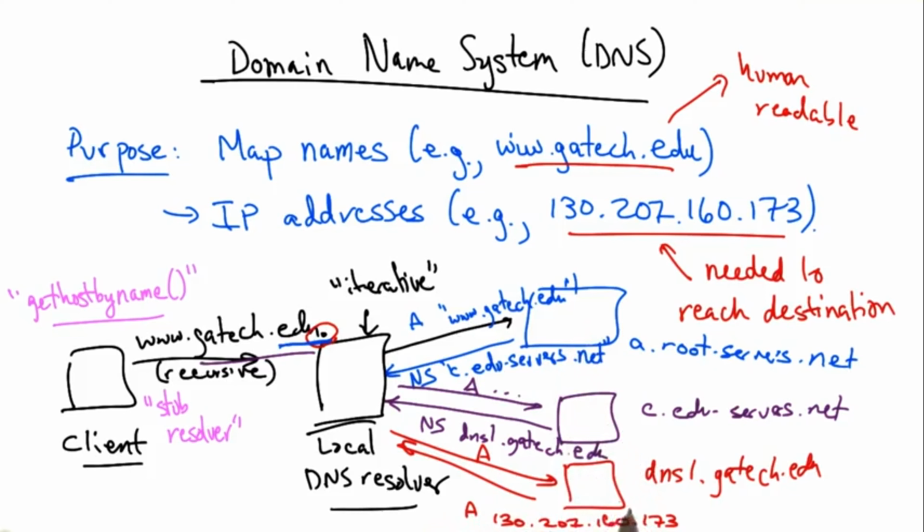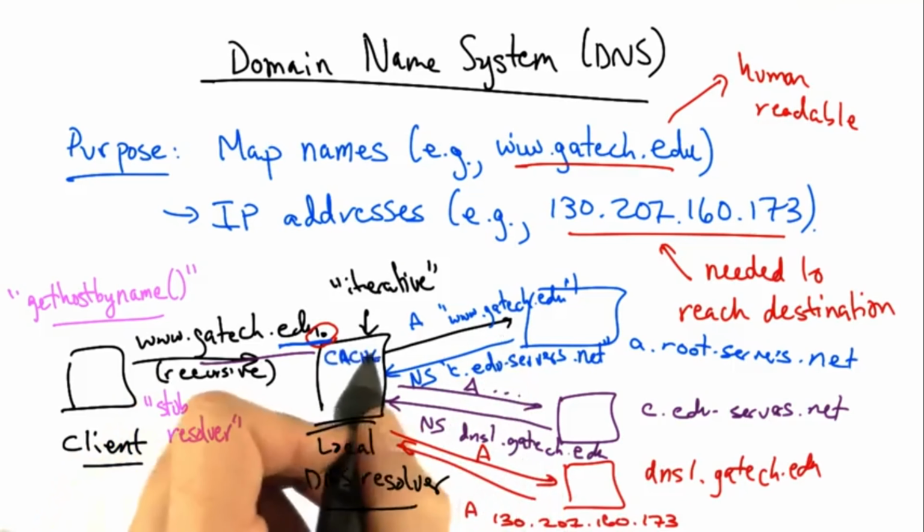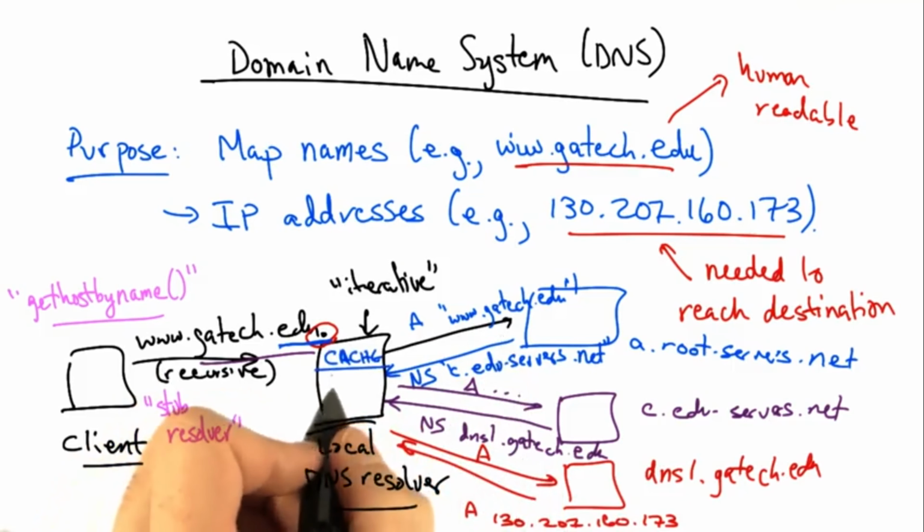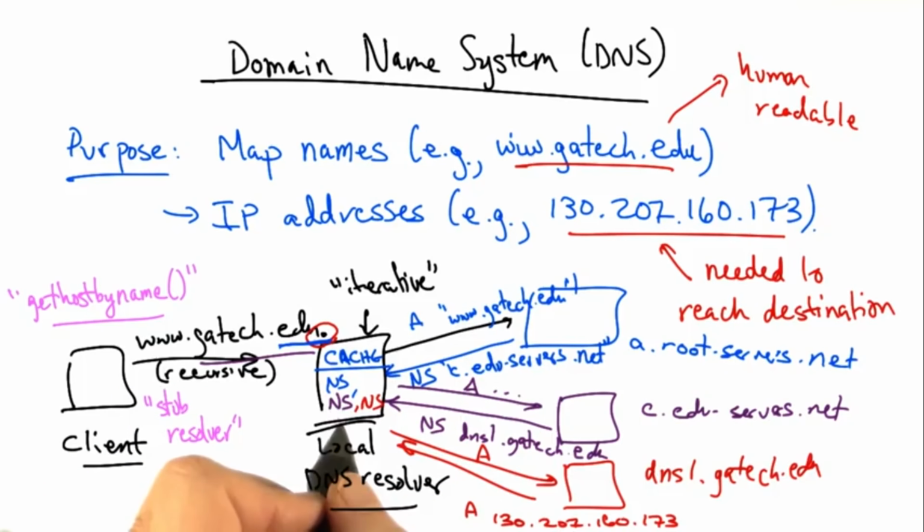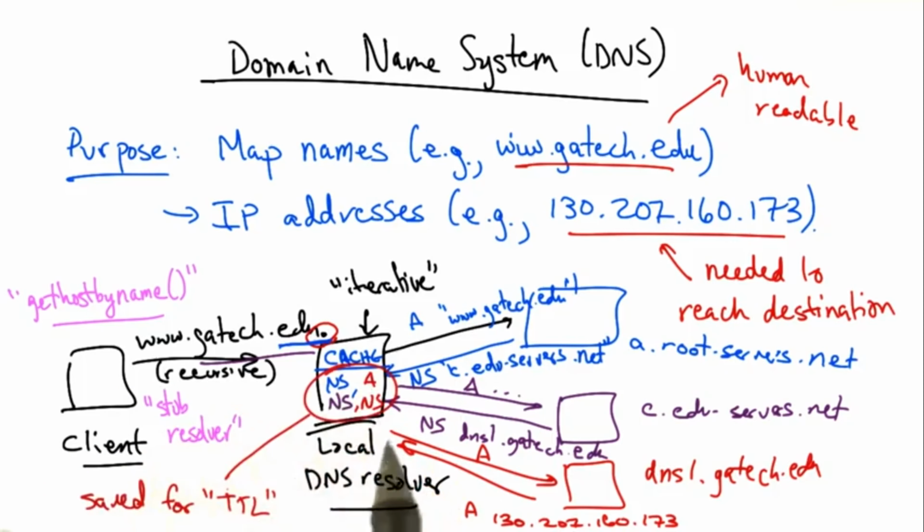Now, supposing we wanted to save the extra time and trouble of these round trip times, this local resolver would typically have a cache that stores the NS records for each level of the hierarchy, as well as the A records. And each of these answers would be stored or cached for a particular amount of time. Each one of these replies has what's called a time to live, or a TTL, that indicates how long each of these answers can be saved before they need to be looked up again.